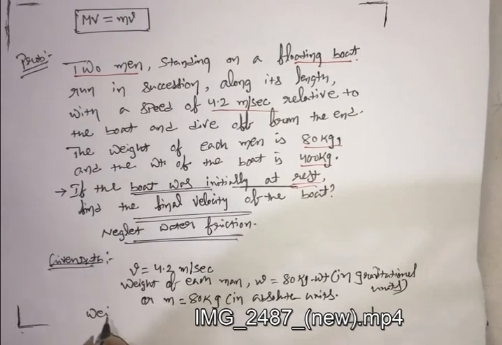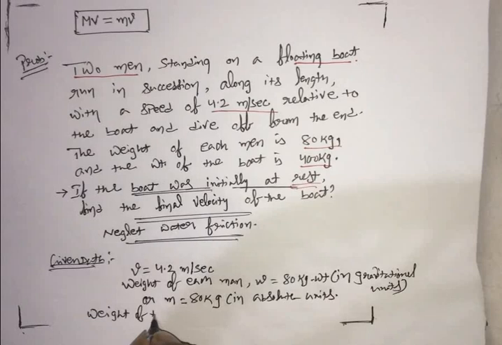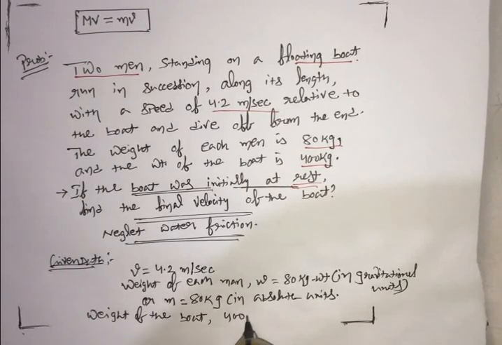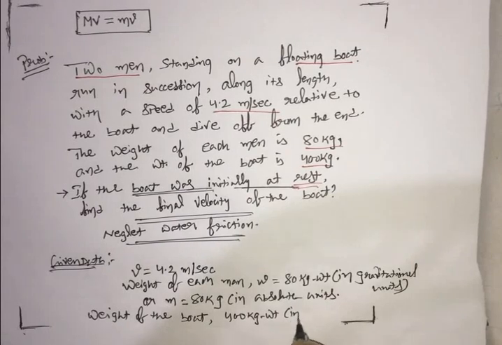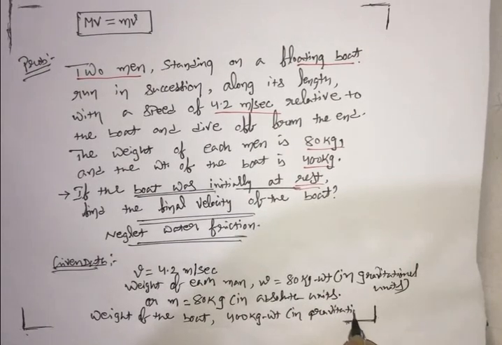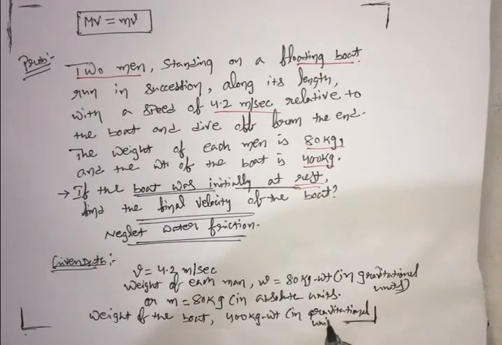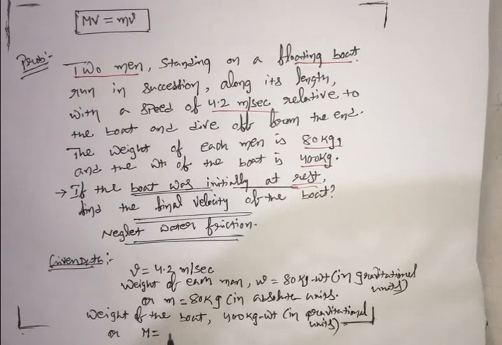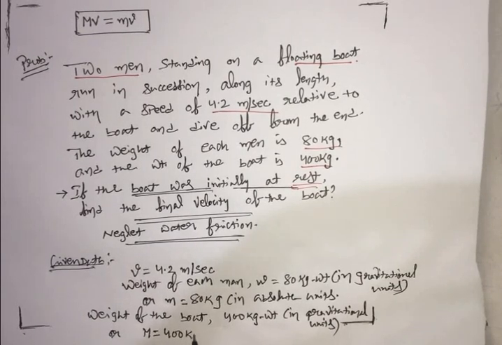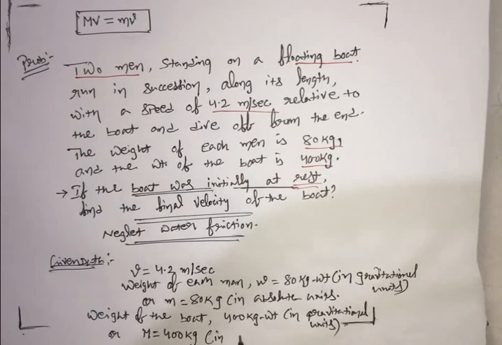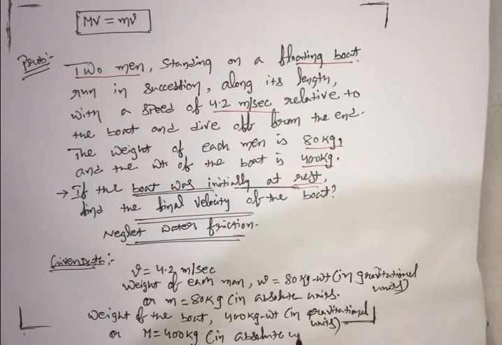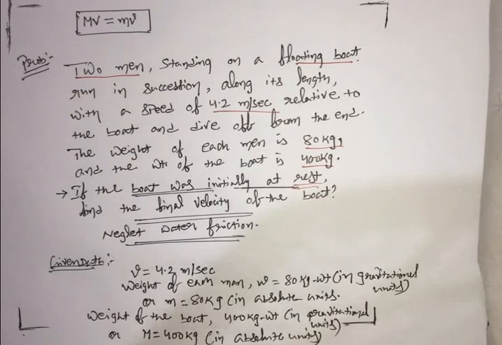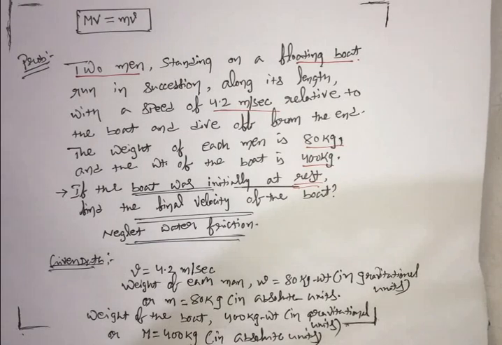Similarly, the weight of the boat, that is 400 kg weight in gravitational units, or that is the capital M, which you are considering as the mass of the boat as given in the question, 400 kg, in absolute units. Okay, so this is the given data. Now let us move forward to solve the problem.